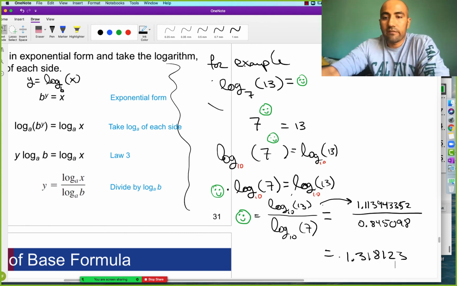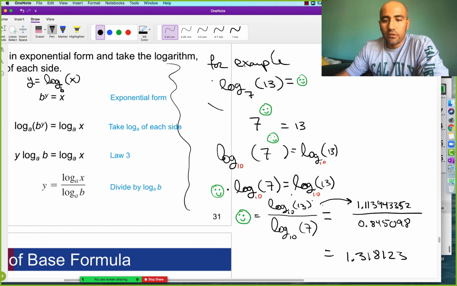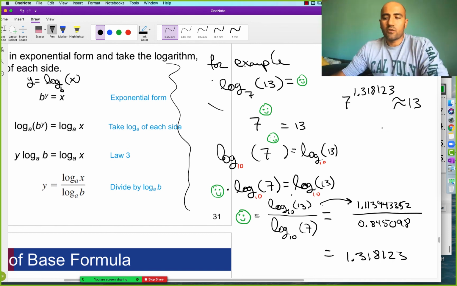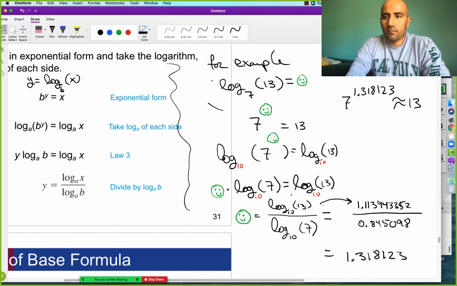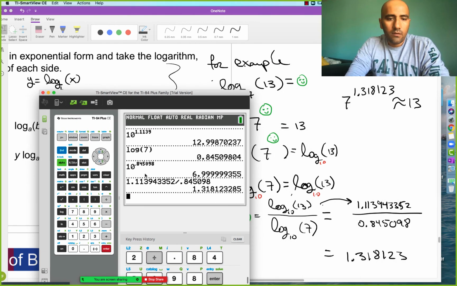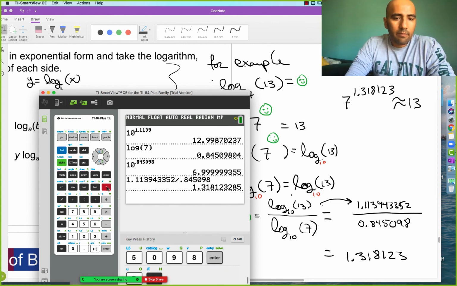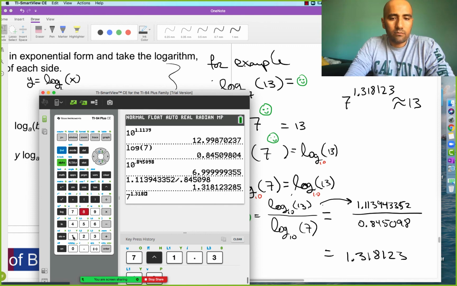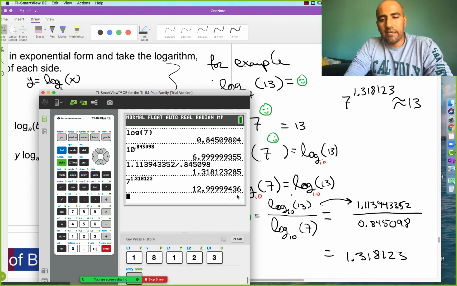Good? So to confirm that it works out, it should be true that 7 to the power of 1.318123 should be pretty close to 13 if we did a good job. Right, so we can confirm it works. By saying that 7 raised to the power of 1.318123, approximately, should be pretty close to 13, and so it worked out.